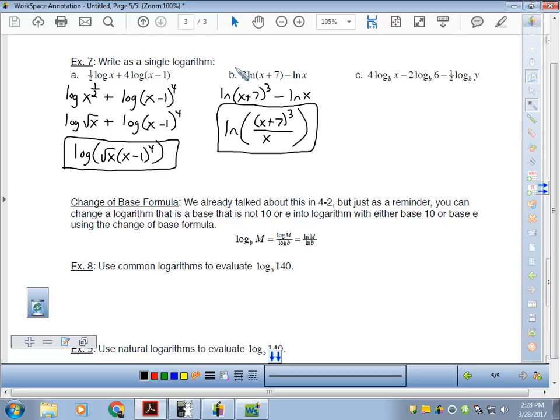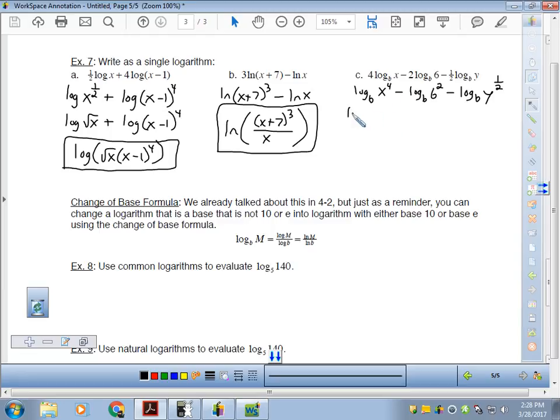Okay. Now in each of these so far we've only looked at 2 logs, but we can have more than 2, which is what we're going to look at here in letter C. So here we have 4 log base b of x minus 2 log base b of 6 minus 1/2 log base b of y. First thing we're going to do is take numbers and put them back as exponents. So we'll have log base b of x to the 4th minus log base b of 6 squared minus log base b of y to the 1/2 power.